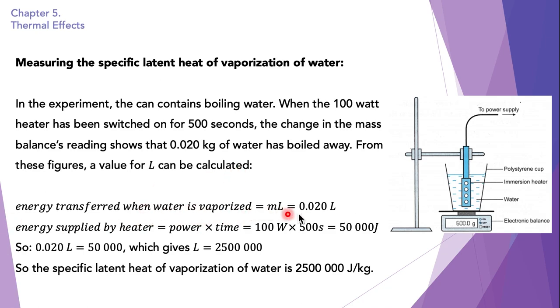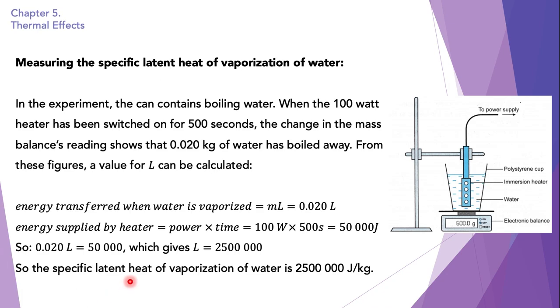So we have the same equation here. Energy transferred when water is vaporized is equal to m into L, which is equal to 0.020 multiplied by L. Energy supplied by the heater is equal to power into time. We are again going to multiply 100 by 500 to get the energy supplied by the heater, and we'll get 50,000 joules. So 0.020 multiplied by L is equal to 50,000 joules, which gives L equal to 2,500,000.